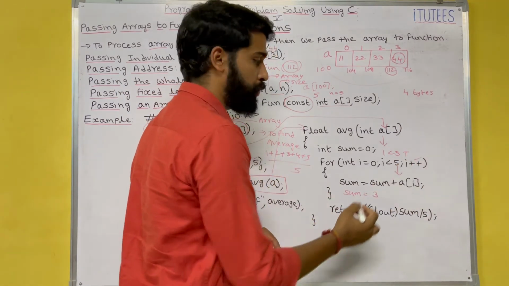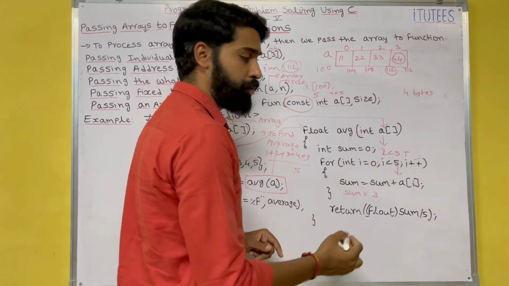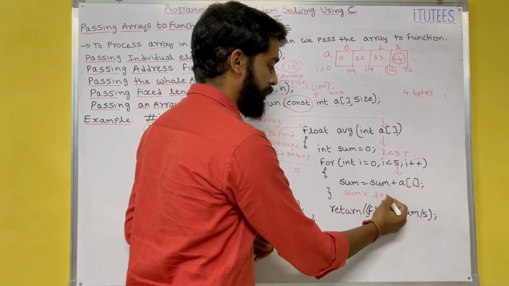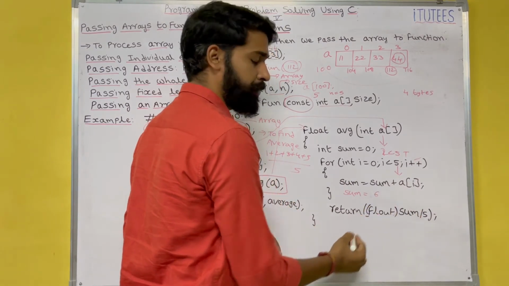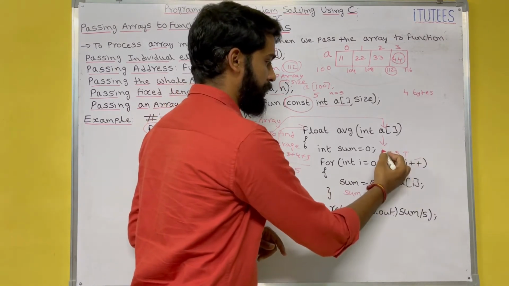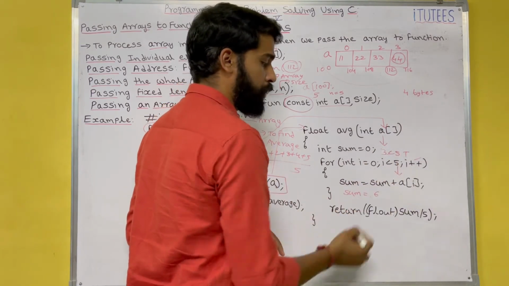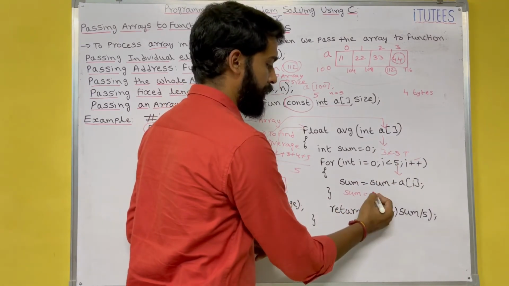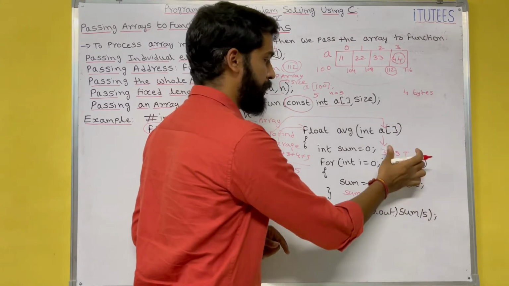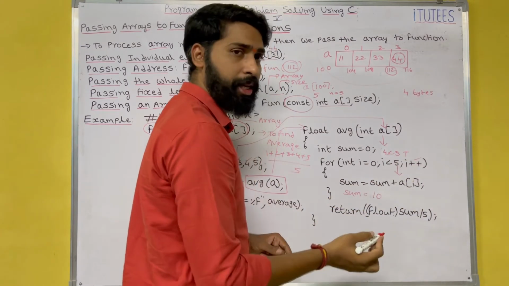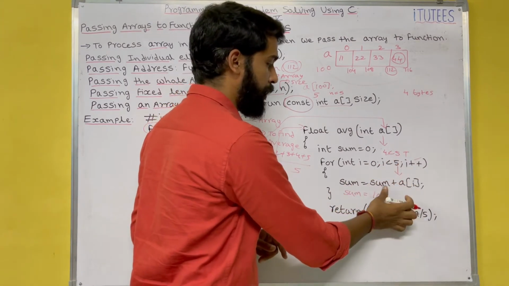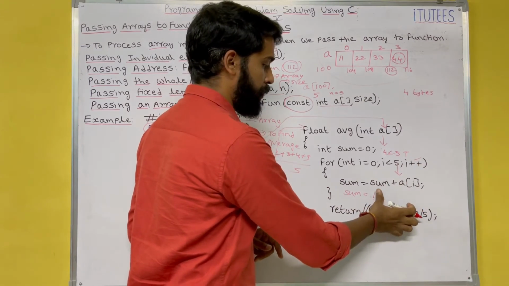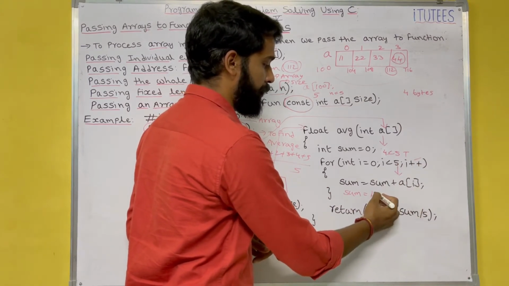Again, i is incremented to 2. 2 less than 5 is true, so we enter the block. 3 plus 3 is 6. i plus plus, 3 less than 5 is true, enter the block. 6 plus 4 is 10. i plus plus, i is 4. 4 less than 5 is true, enter the block. 10 plus 5 is 15.